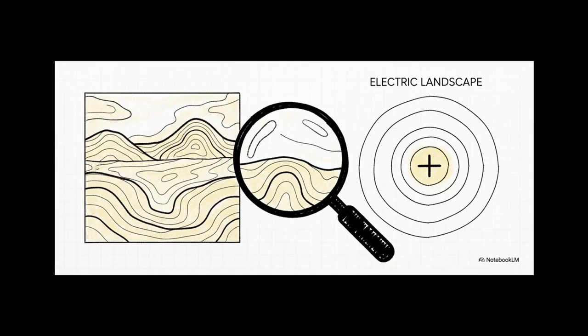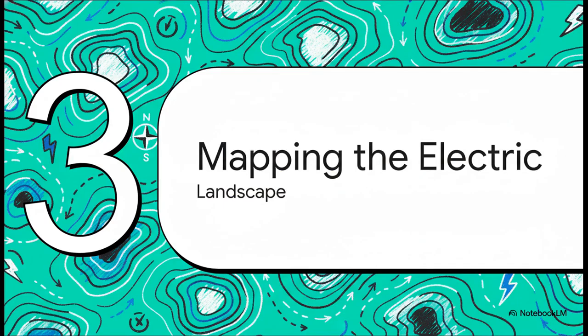So, how are you supposed to visualize this invisible property of space? Well, the absolute best way to get your head around it is to think of a topographical map, the kind a hiker would use. Electric potential creates an unseen energy landscape, complete with hills, valleys, and flat spots that charges have to navigate. So, if potential is a map, how do we actually draw it? Let's take a look at how you can actually visualize this electric landscape.